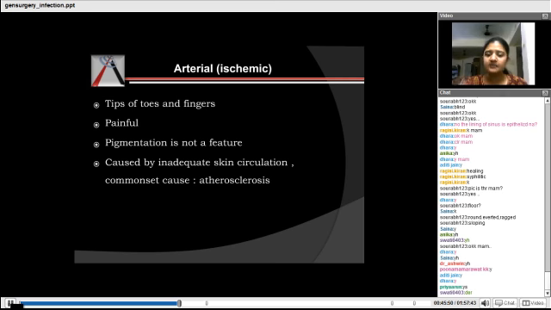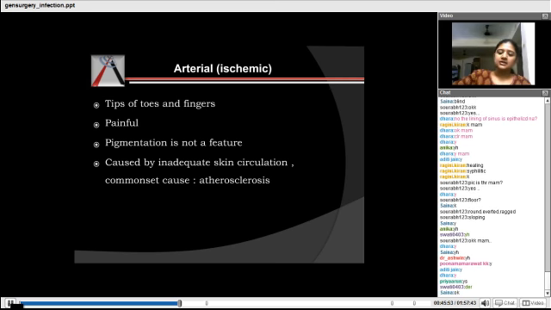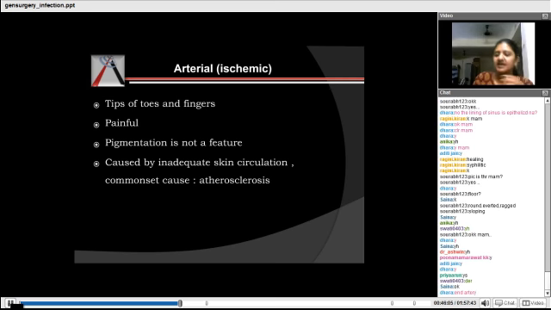Then arterial will be ischemic, commonly seen in the tips. These arterial ulcers happen usually on the last bit of the tissue, like the digits and fingers, in the terminal most portion, because of a lack of blood supply and ischemia. They are end arteries, so they turn painful, and you will not find any pigmentation here. That's how it can help you differentiate a venous ulcer from an arterial or ischemic ulcer. Venous will have pigmentation, arterial will have none. As I explained, the reason is inadequate circulation because of atherosclerosis.